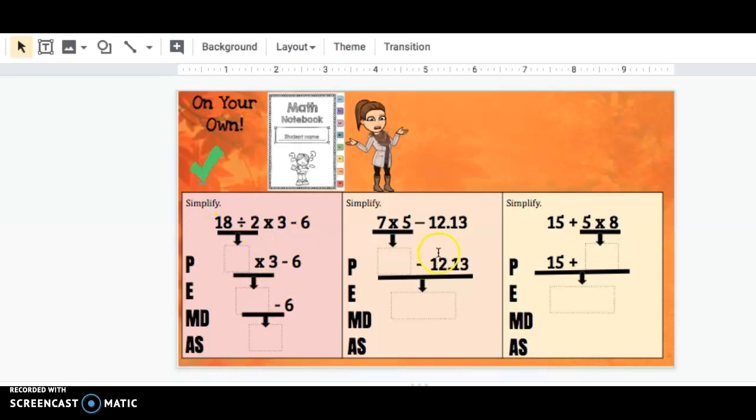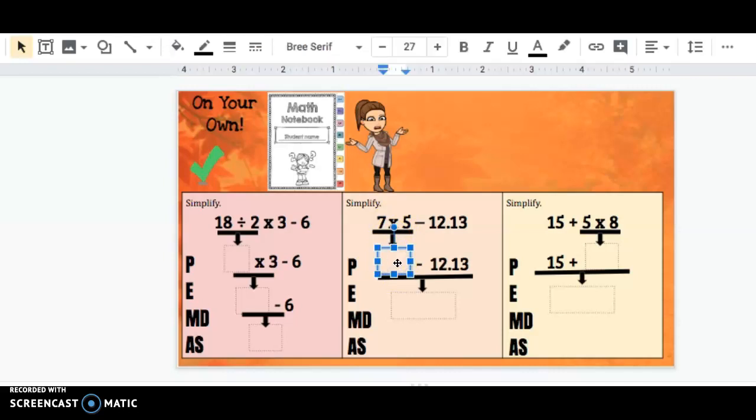Okay, so the next problem, 7 times 5 minus 12 and 13/100ths. Okay, according to PEMDAS, we have multiplication and subtraction, and multiplication comes before subtraction. So we have to do our multiplication. So we'll go into our tiny box here. Whatever 7 times 5 is, we'll put it there. Then we only have subtraction. So that means we will do our answer from here, minus 12 and 13/100ths. And that will be your answer.